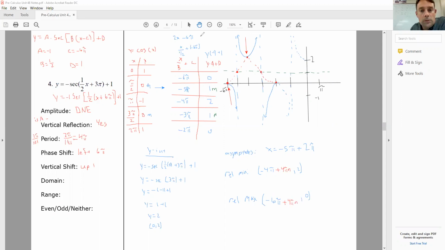So we can deal with the rest of it now. My asymptote is at negative 5 pi plus 2 pi n. That means my domain is every value but that. So just don't let x equal the asymptote.